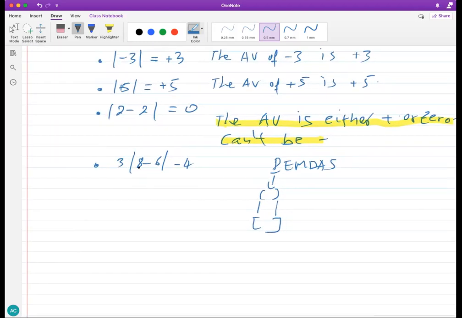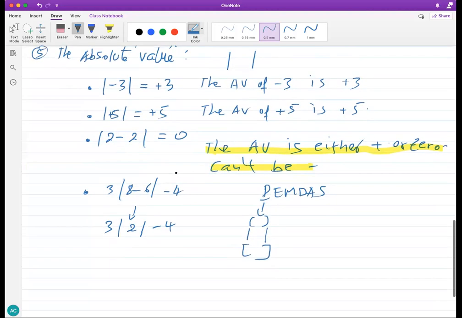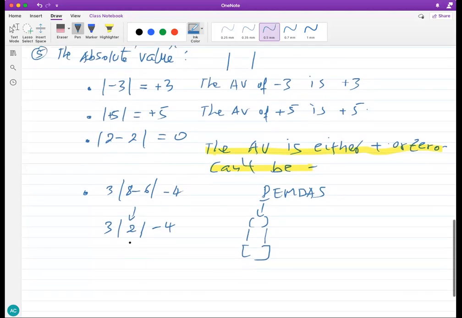So you would start from the inside here. So you will do 6 or 8, take away 6, 2, then bring the 3 down, bring the -4, and continue. Now, what is the absolute value of 2? We have 2 inside. What is the absolute value of it according to this? I want to say -2. No, or just regular 2.